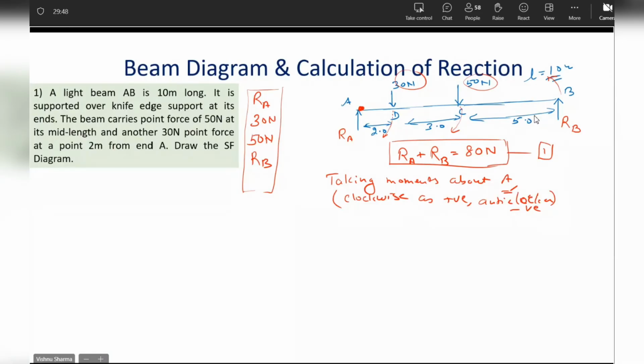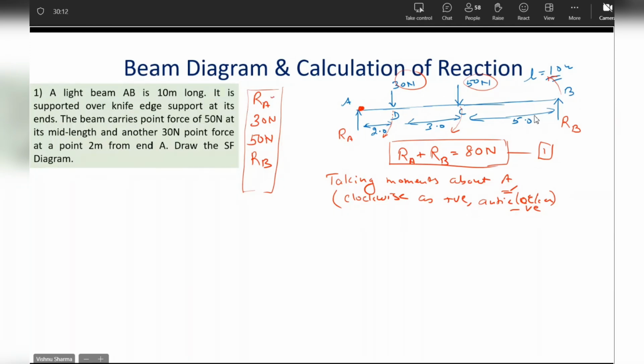And what is the moment? For any force, the moment will be the force itself multiplied by the lever. And what will be the lever? It is the distance of the center of the force from the point about which you are taking the moments. In this case, we are taking moments about point A.